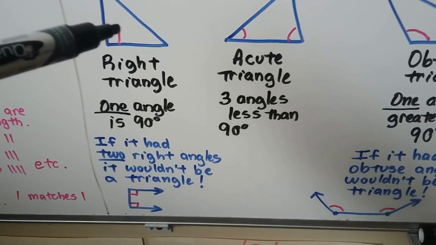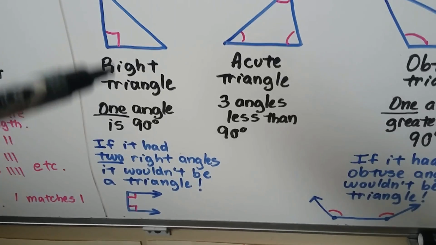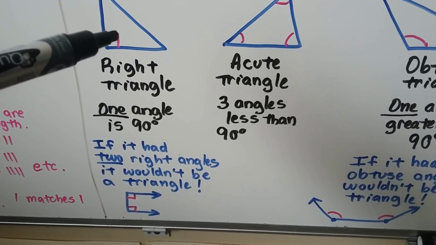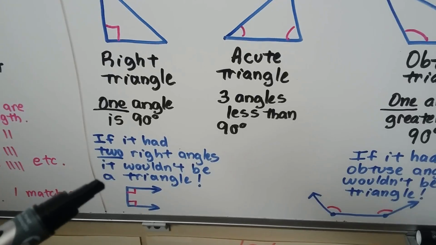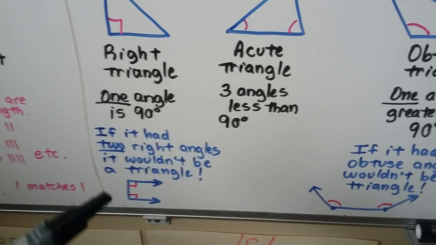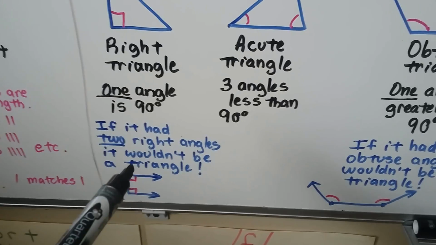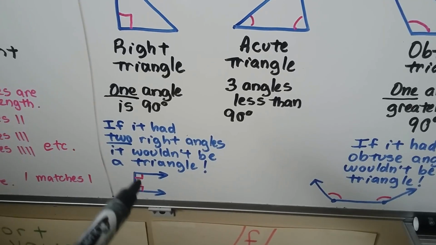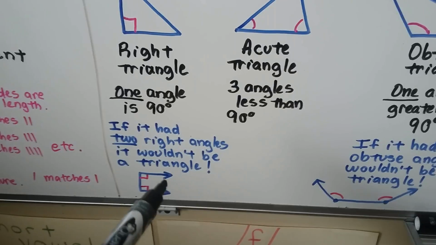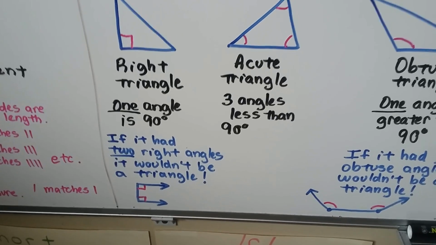Now, it's got this little box for this right triangle. We know it's got 1 90-degree angle. It can only have 1. If it had 2 right angles, it wouldn't be a triangle. It would be square-shaped, wouldn't it? See that? 2 right angles, it wouldn't be able to close, so it wouldn't be a triangle.